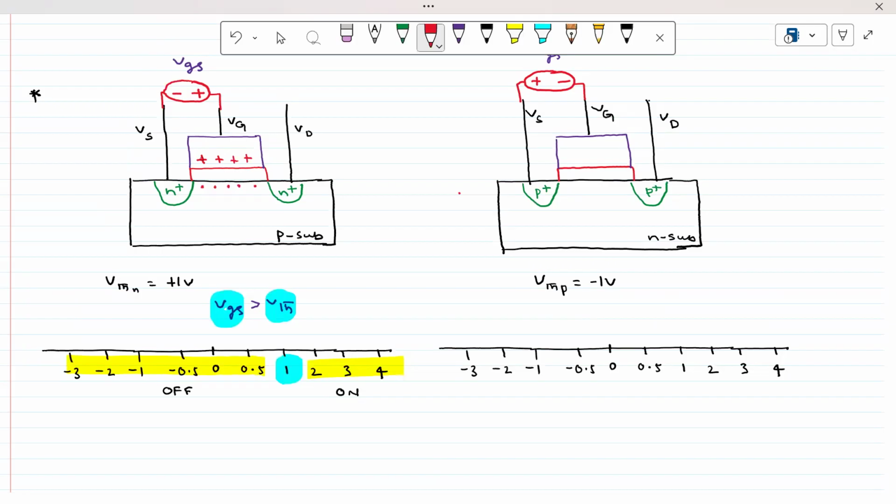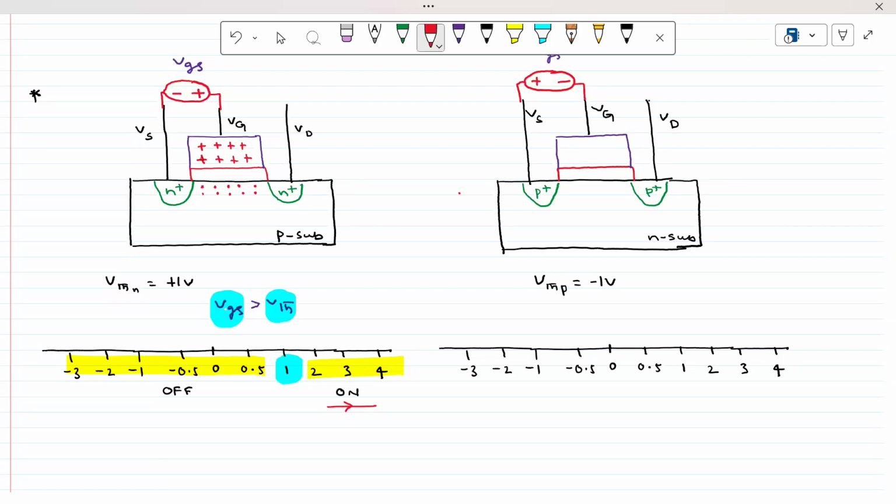If you apply more positive potential, then what will happen? More positive means we are going towards this side. Then what will happen? More carriers will be induced, right? More free carriers are available. You get the point?